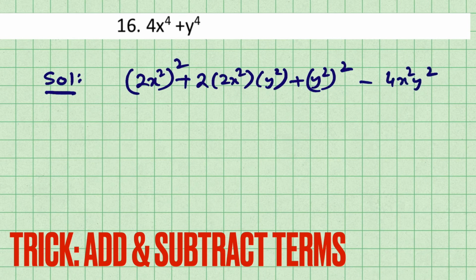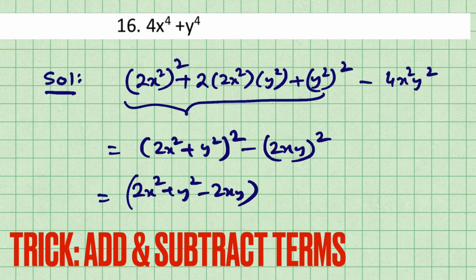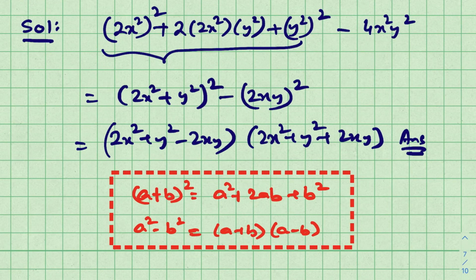So I added and I subtracted 4x square y square. Now I can combine the first three terms and write them easily as 2x square plus y square whole square minus 2xy whole square. This can be factorized into the product of the two factors, with minus 2xy in one and plus 2xy in the other. So that is the final answer. Again, the formulas used are a plus b whole square and a square minus b square.